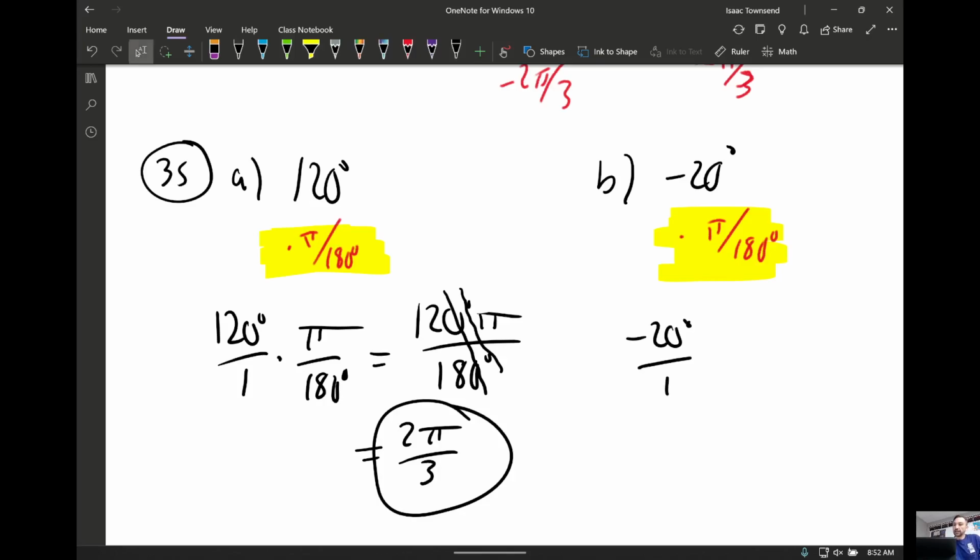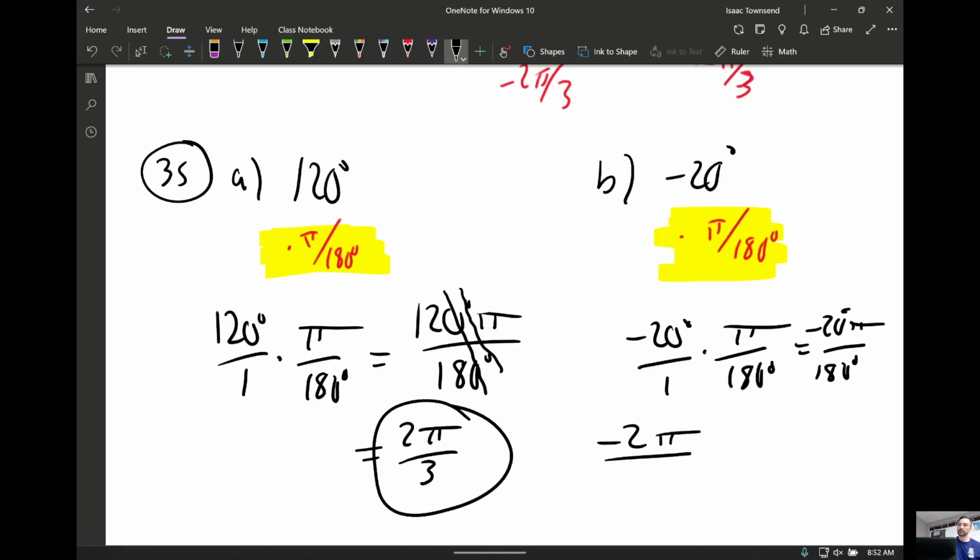We could do negative 20 times pi over 180, multiply across the top, multiply across the bottom. The degree symbols cancel out. All of our units are gone, so it's in radians. We could divide both the numerator and the denominator by 10 and by 1.